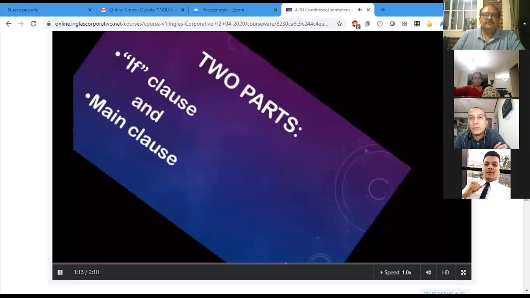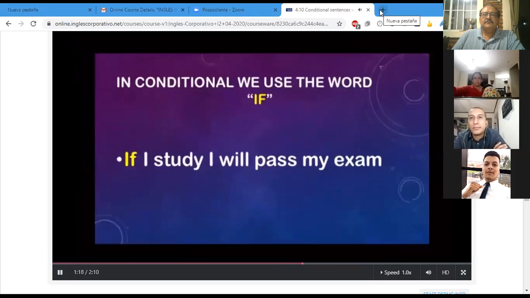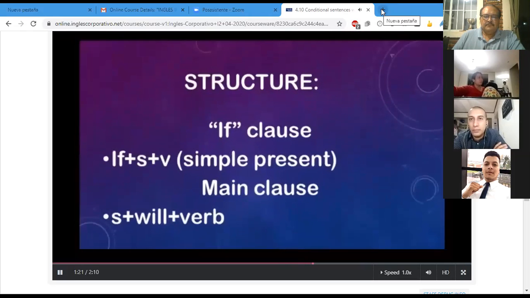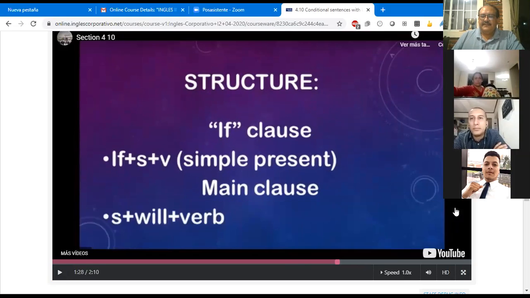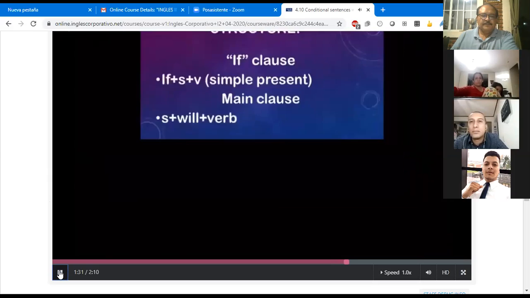In conditionals, we use the word if. So we say, if I study, I will pass my exam. Follow me in the structure: if, plus subject, plus verb in simple present, then the main clause. Okay, this is basic, right? It is important that in the if clause, for the first conditional, we use the verb in present. And the main clause, where we have the result, is going to be in future: subject plus will plus verb.